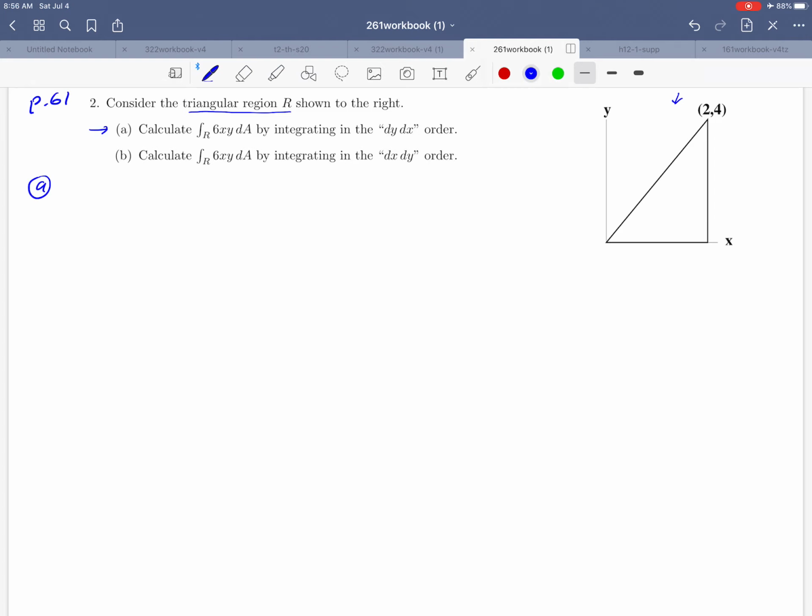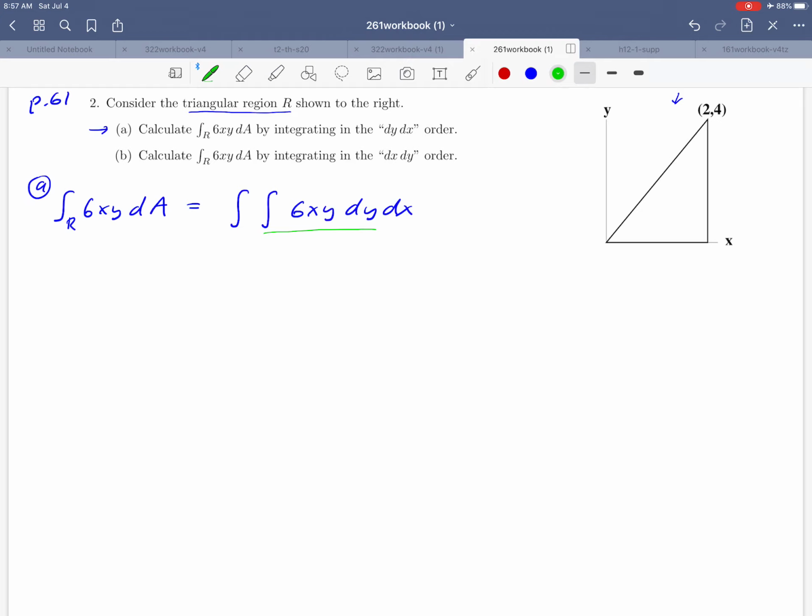Well, let's start with the integral that we're trying to calculate. Okay, and notice that they're telling us to go in the dy dx order, which means that our integral is going to have this basic form to it. 6xy dy dx. And the big question here is, what are the limits of integration going to be? Okay, so we're going to do what we did in the last example, start with the integral on the inside, which in this case is the integral with respect to y.